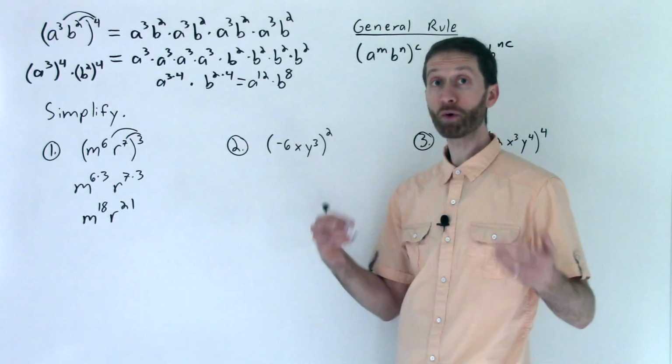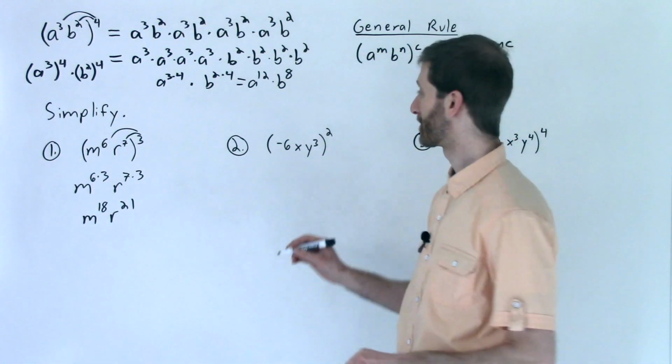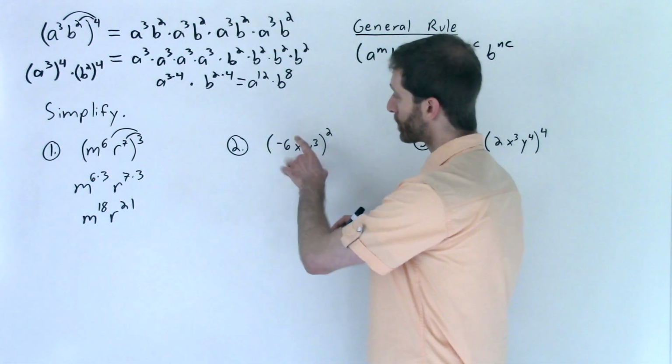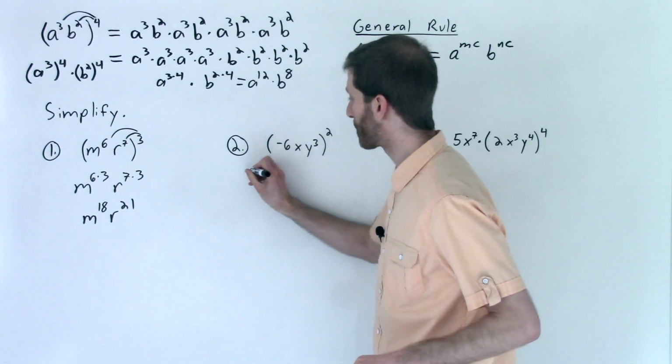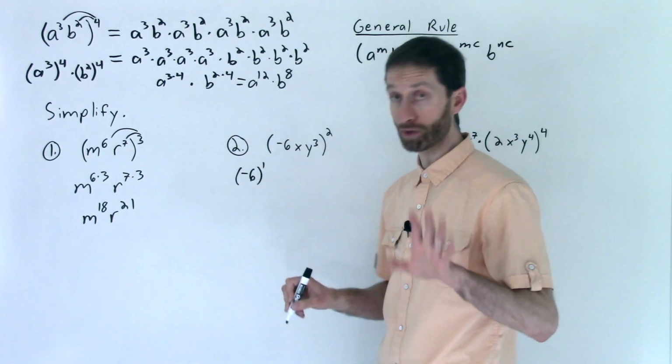Number 2, oh no, we've got a number inside. What do we do? Easy now, we got this. We are squaring everything inside of here. So just keep in mind that this -6 I'm going to do off to the side is really -6 raised to the first. That's really what's going on there.